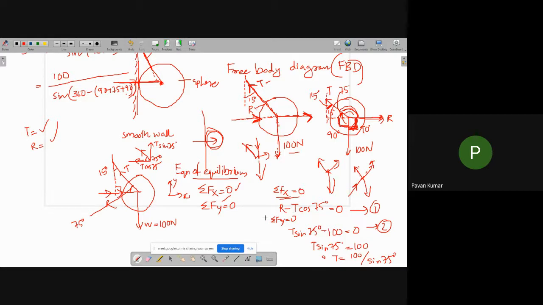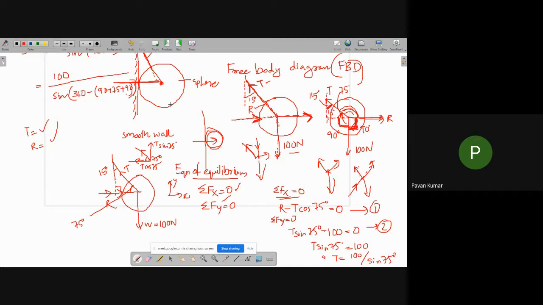Now just find out that the T and R values obtained using equations of equilibrium and Lami's theorem will be the same. So by two methods you can solve one problem. Here we can use Lami's theorem because there are only three forces. With three forces we can use Lami's, otherwise we can only use equations of equilibrium.